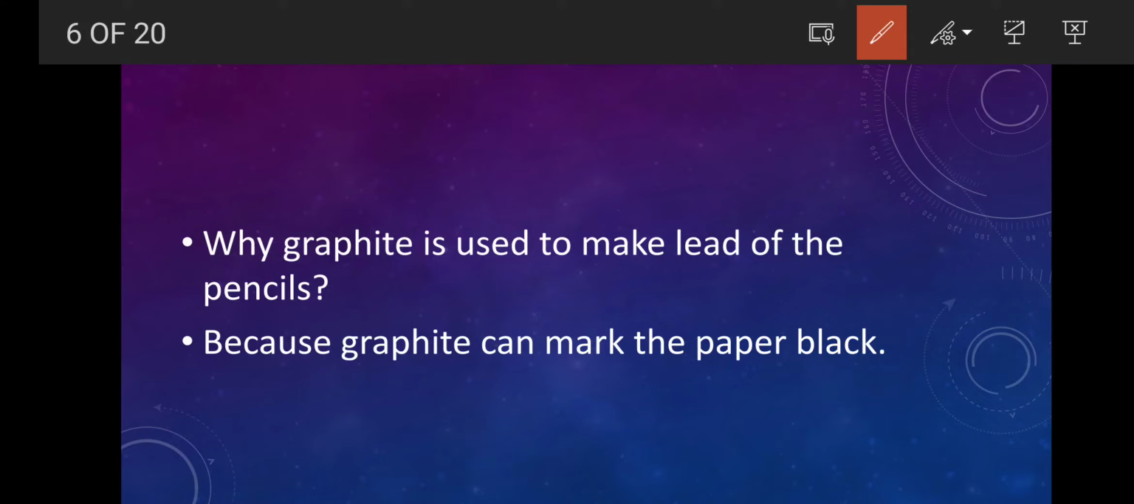Now the next question is: why is graphite used to make the lead of the pencil? The answer is because graphite can mark the paper black. This is the property of graphite. It is also used to make lubricants, because of its greasy nature. Clear? Greasy texture.